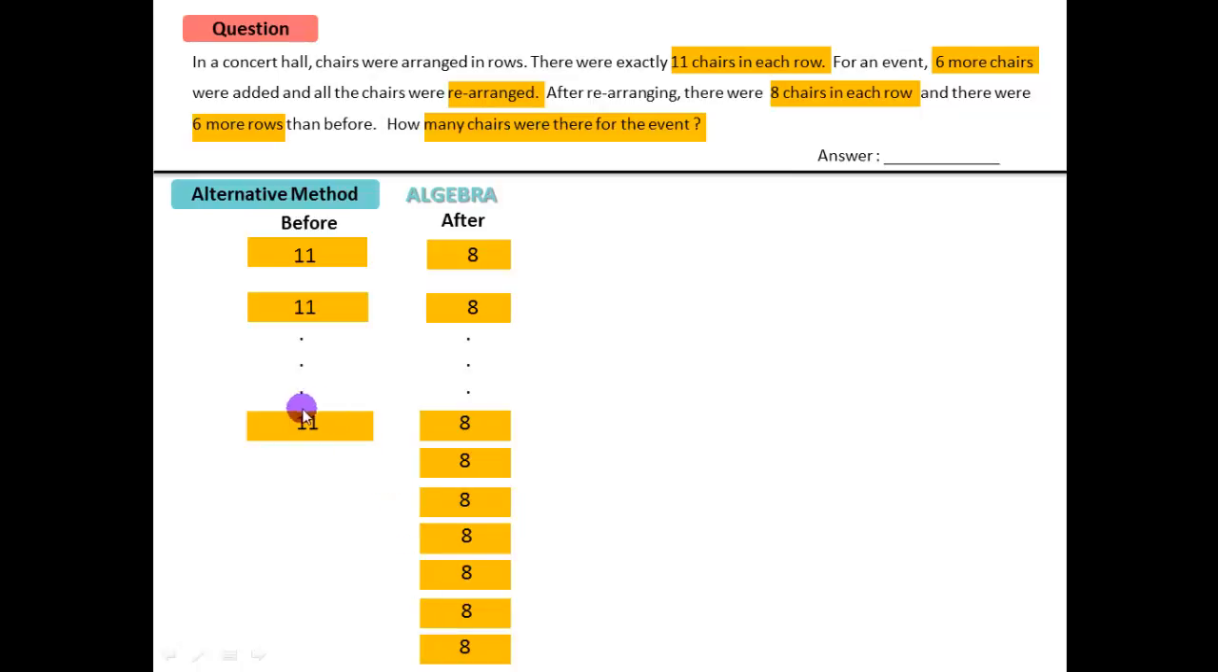Now, let's assume that the total number of rows when there were 11 chairs in each row as x. After the chairs were added and the chairs were rearranged, we will have x plus 6 rows because there were an additional 6 rows. So, let's calculate the total number of chairs there were in the beginning. It will be x times 11 because there were 11 chairs in each row, and this will be 11x.